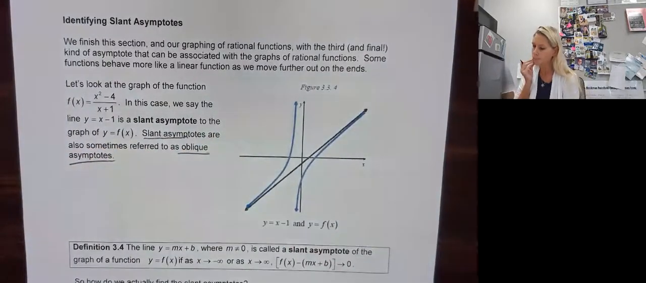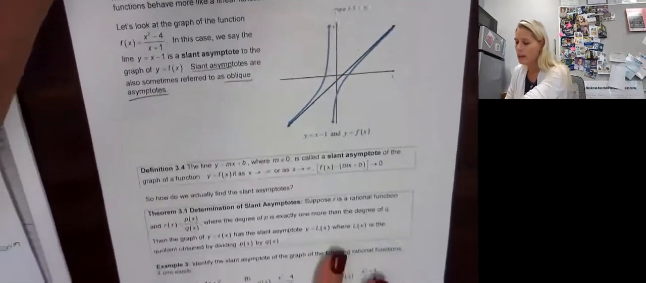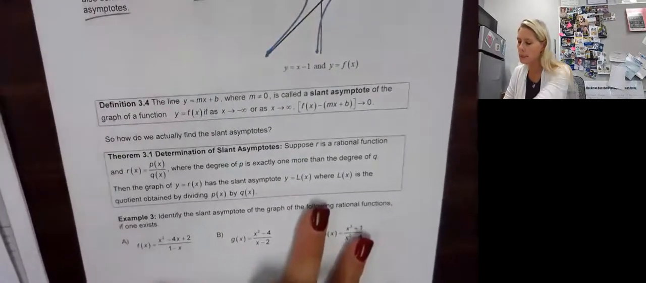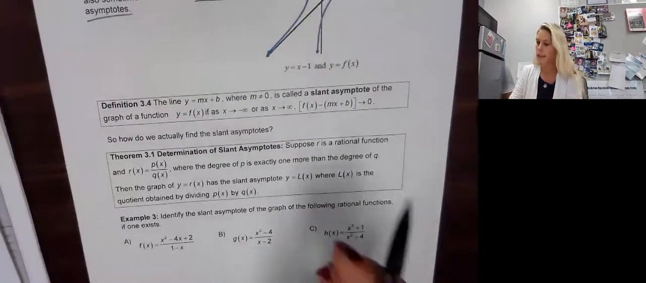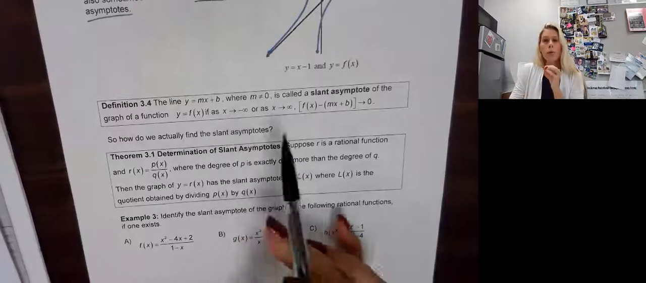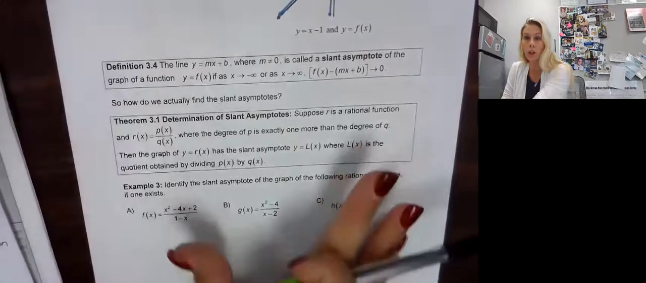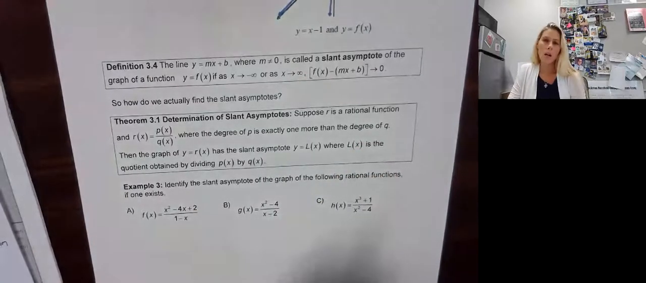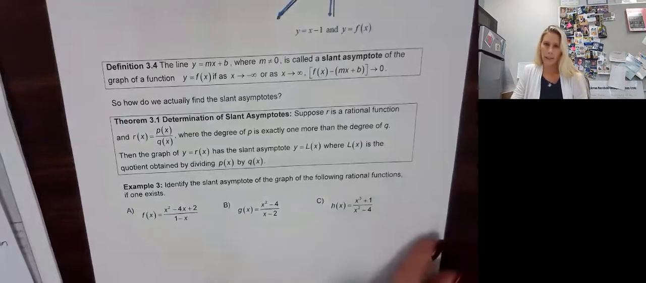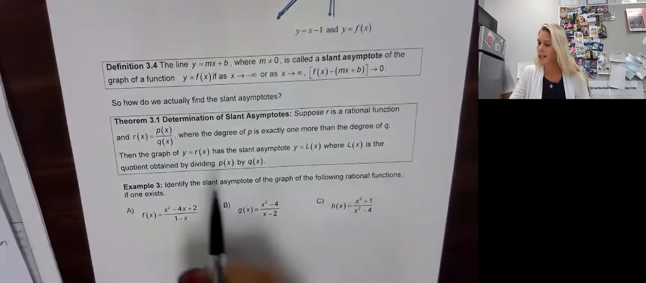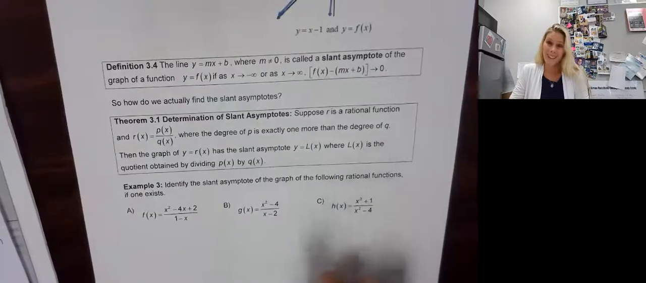Okay. So the line y equals mx plus b is called a slanted asymptote when you know that your numerator is larger than your denominator. Okay, so how do we find these? Well, the truth is, like I said, we do division, or in this case, long division.